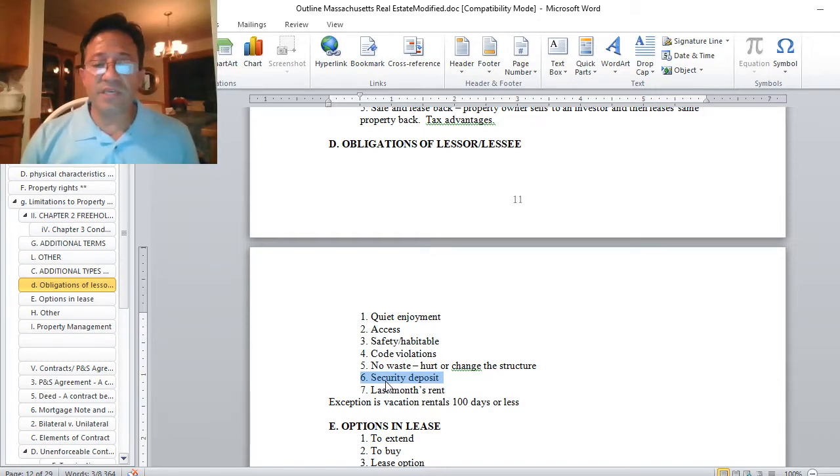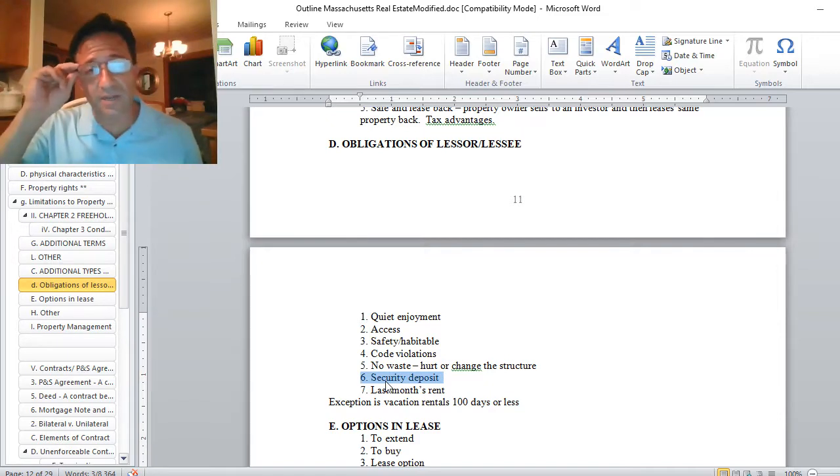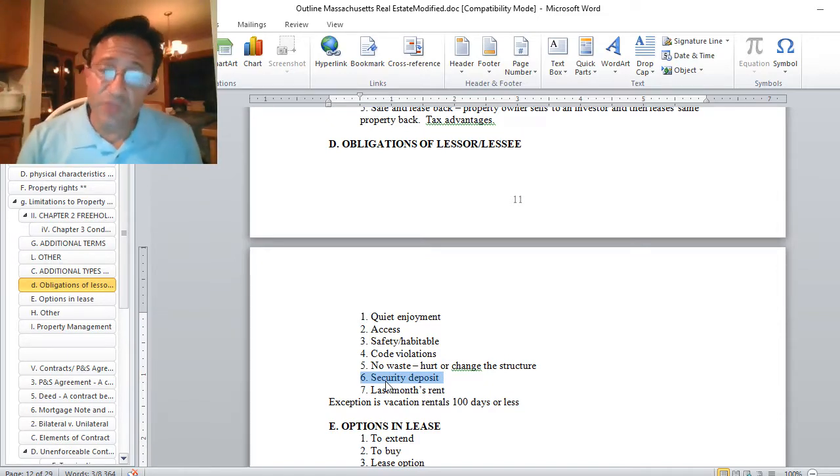And then once the security deposit is set up, it's got to be set up in a Massachusetts bank under the name of the tenant. And there's got to be a receipt issued to the tenant, once again stating where that deposit is located. And there's got to be interest paid to the tenant every year on that deposit amount. So basically, the security deposit stays in the name of the tenant the whole time.